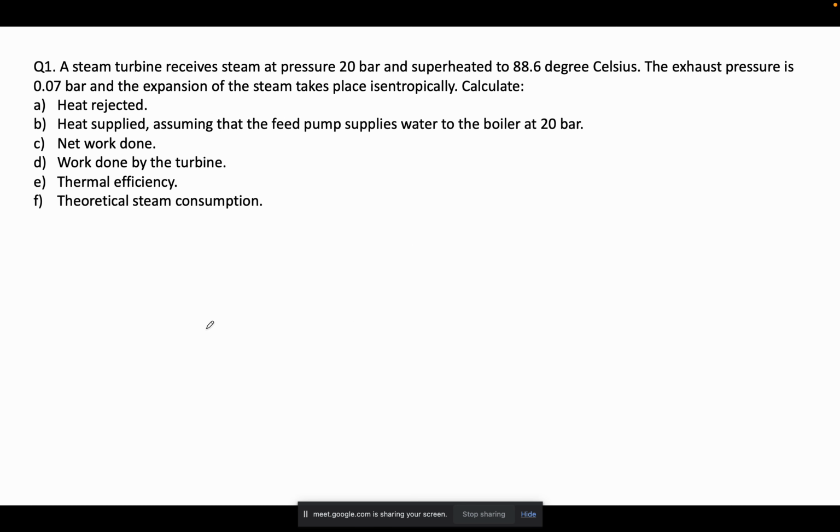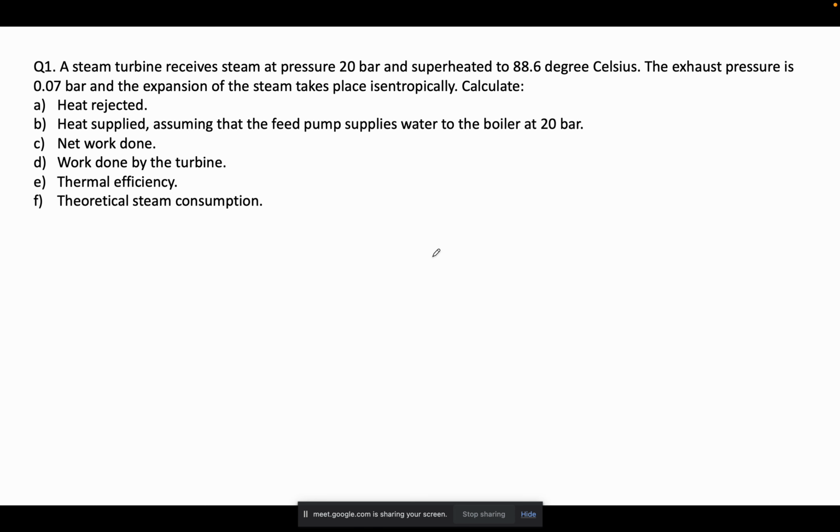So the first question is: a steam turbine receives steam at a pressure of 20 bar and superheated to 88.6 degrees Celsius. The exhaust pressure is 0.07 bar. Expansion of the steam takes place isentropically, and you have to calculate the heat rejected and the heat supplied, assuming the feed pump supplies water to the boiler at 20 bar. Also the net work done by the turbine, thermal efficiency, and then theoretical steam consumption.